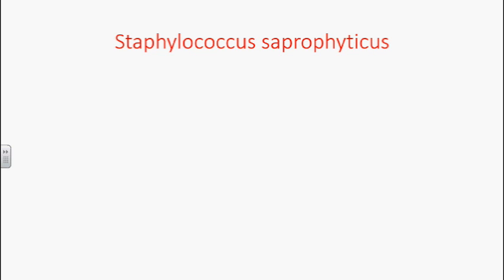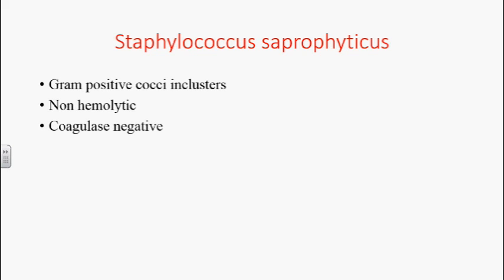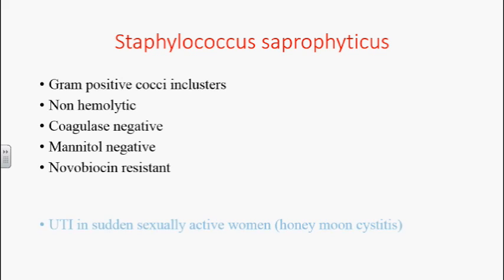Staphylococcus saprophyticus. These organisms are gram-positive cocci in clusters. They are non-hemolytic. They are always gamma hemolytic. They are coagulase negative, mannitol negative, and they are novobiocin resistant. When compared to Staphylococcus epidermidis, these organisms can grow in novobiocin containing medium.